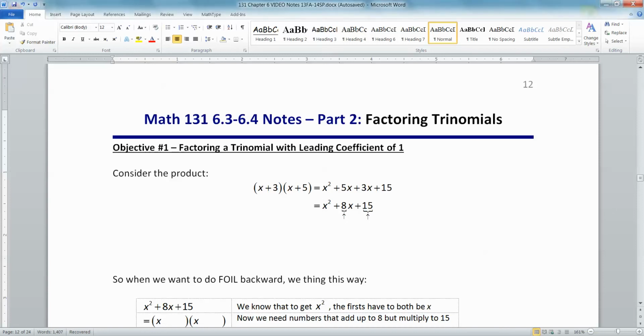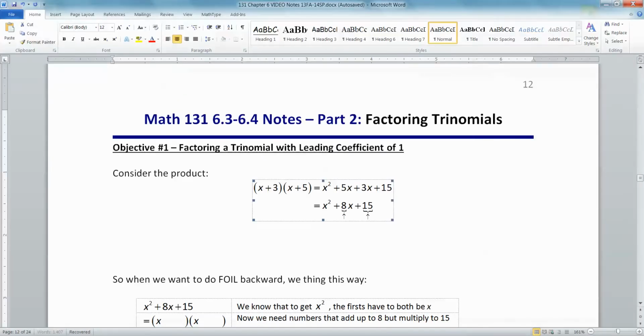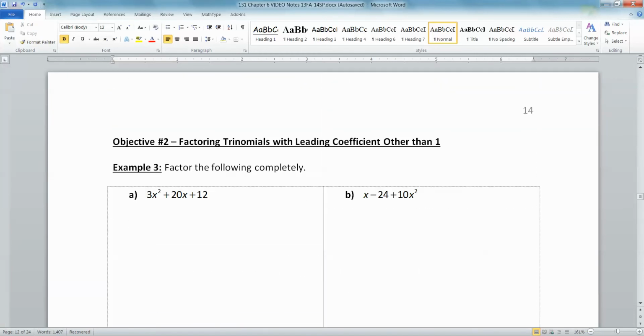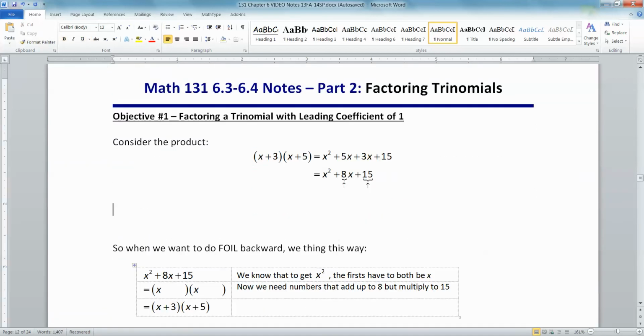So let's start by looking at objective 1, which is factoring a trinomial with a leading coefficient of 1. Remember, leading coefficient means the number in front of your highest degree term, which in this case would be x squared right there, is 1. When the leading coefficient is 1, that's a much easier problem than when the leading coefficient is other than 1, which is going to come later. So that's much trickier. All right, so let's start off with what we know about when the leading coefficient is 1.